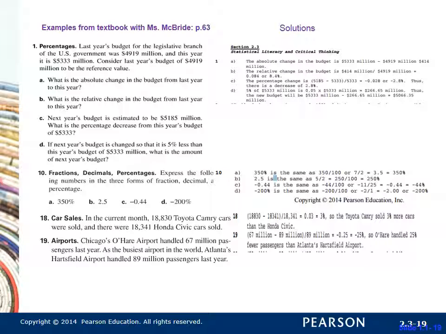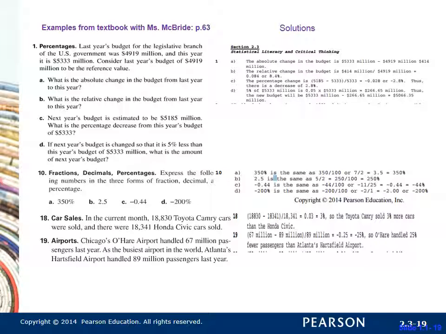So for Part D, if next year's budget is changed so that it is 5% less than this year's budget of 53.33, what would the amount be? All right, so now remember, this is a less than, so we're going to take 5% of the 53.33 and find out that's 2.6665 million. So I'm going to subtract that off, so my new budget would be 50.6635.